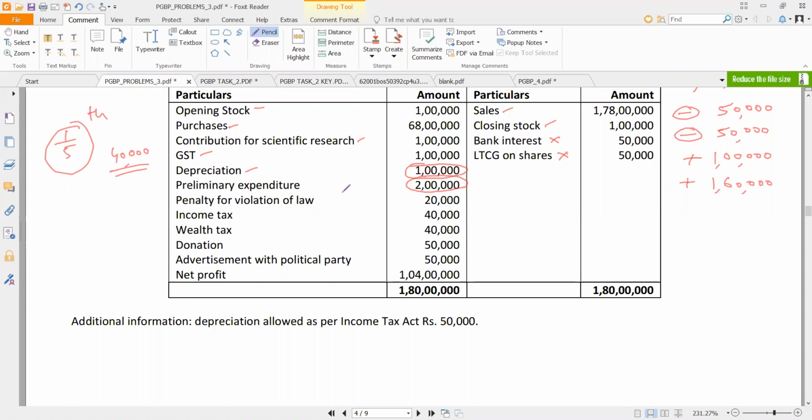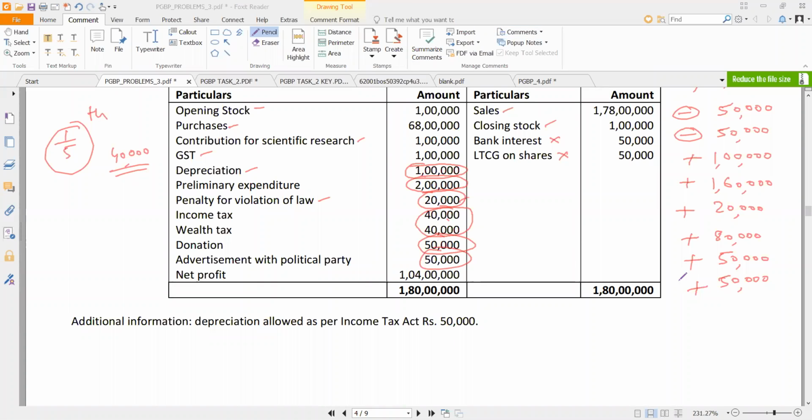Depreciation also we added back. Penalty for violation of law, whatever it is, 20,000 definitely to be disallowed. So add back. Income tax, wealth tax, both have to be added back. I'm putting as total 80,000. So both to be added back. Both are not allowed as deduction. Donation, not allowed as deduction. Anything which is supposed to be related to business only will be allowed as deduction. Advertisement with political party, not allowed as deduction. That also to be added back. 37(2)(b), advertisement with any political party, no. That is also not allowed as deduction.